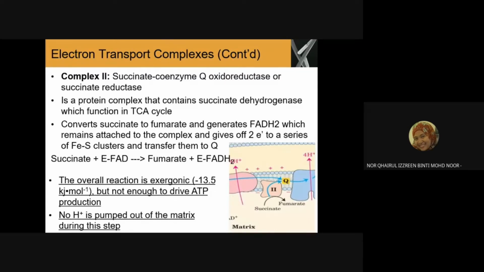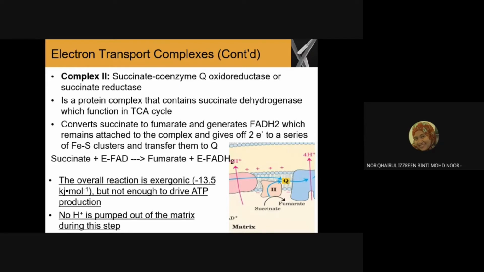This complex 2 is basically a protein complex that contains succinate dehydrogenase, which functions in the TCA cycle. From the figure, you can see that complex 2 is embedded towards the matrix. So it is slightly in the matrix, compared to the inner membrane.